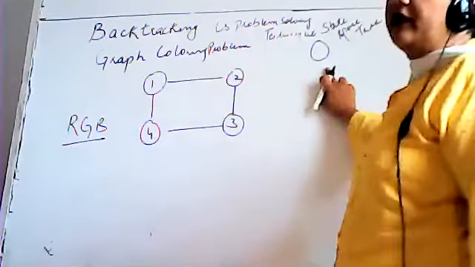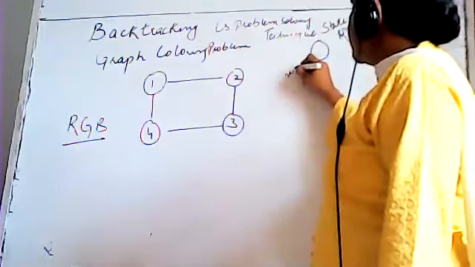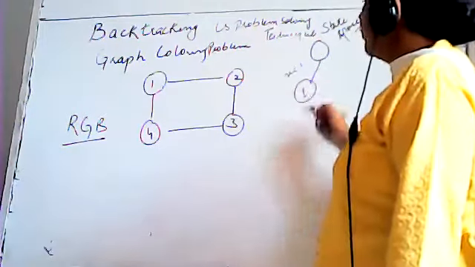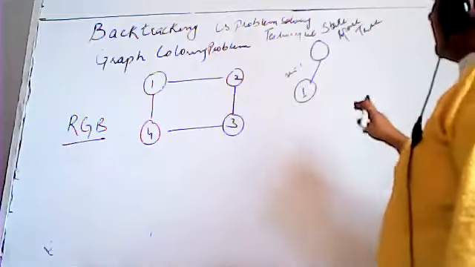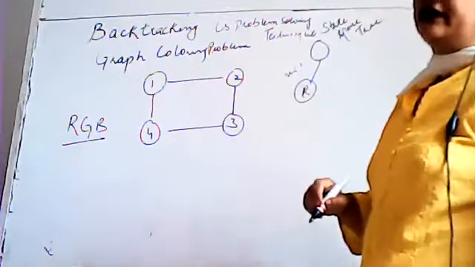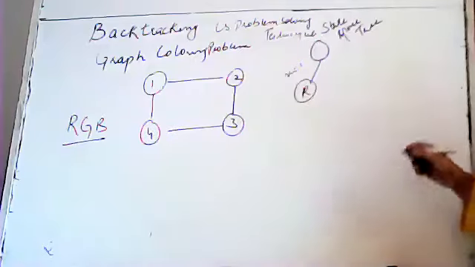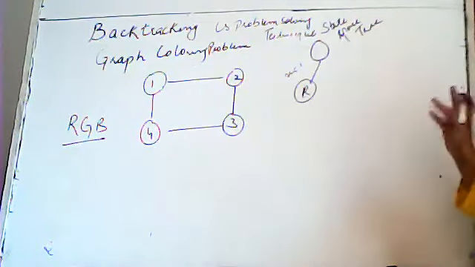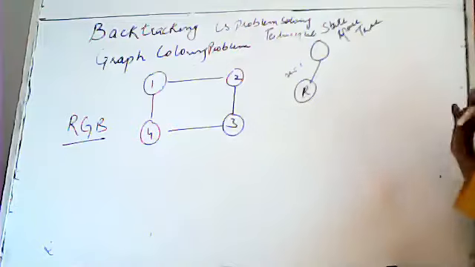We start from the beginning node at x equal to 1. Which color will you give? Any color you want. Suppose you have given the first node red. We have possibilities: we can give red, green, or blue. But I will make the solution space for red. You will make it for green and blue yourselves.